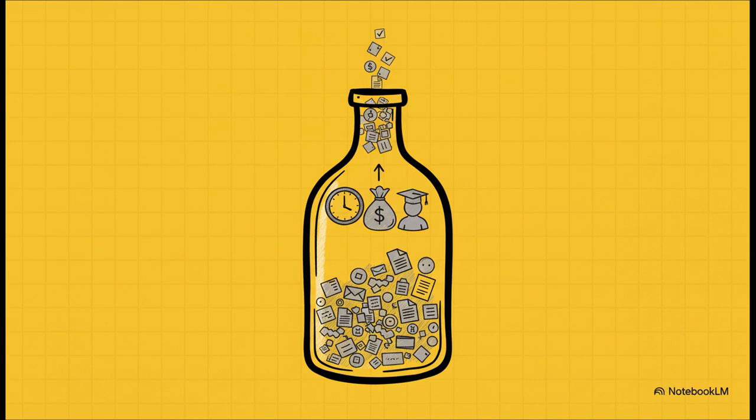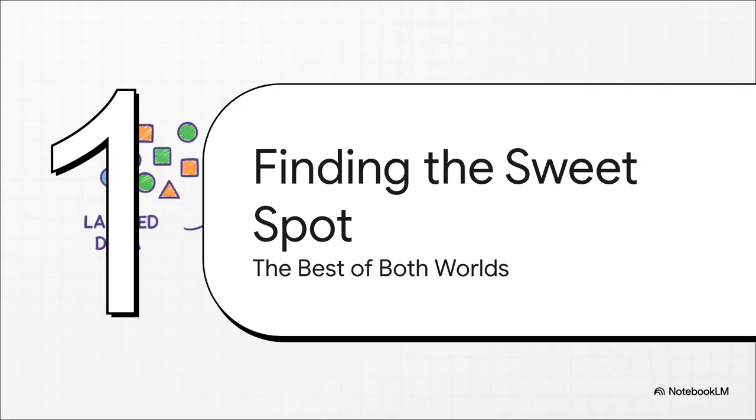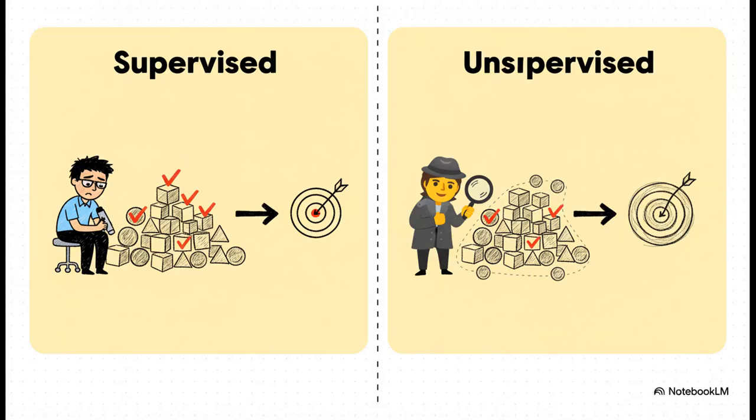It's a non-starter. Okay, so clearly this approach isn't working. We need a better way. There's got to be some kind of middle ground, right? A sweet spot that can bridge that gap between having perfectly labeled data and having no labels at all. So to find that sweet spot, let's just quickly look at the two extremes.